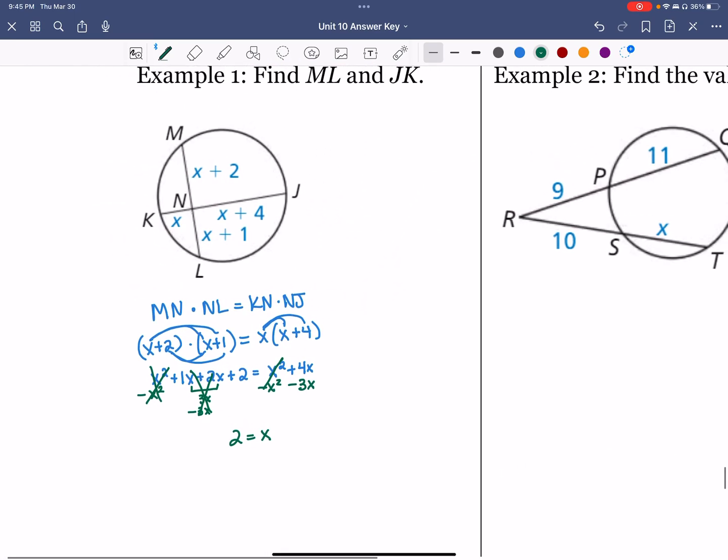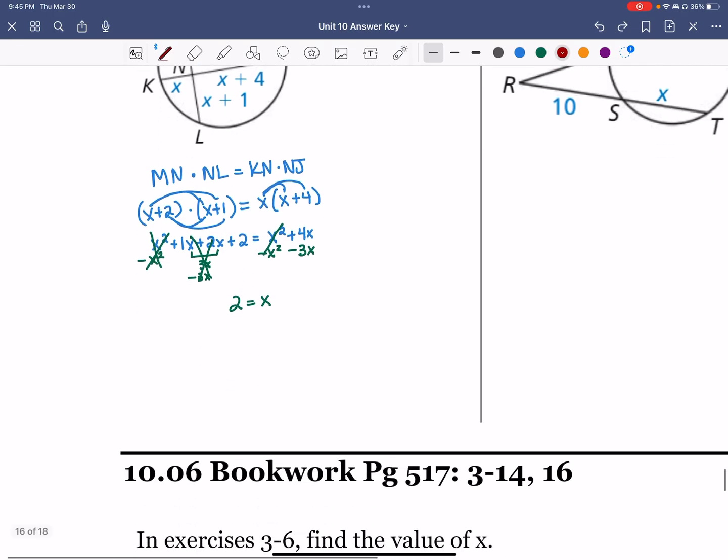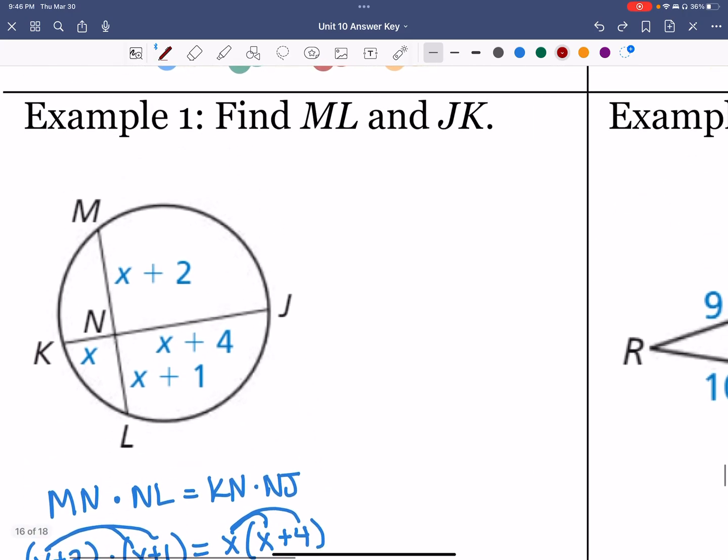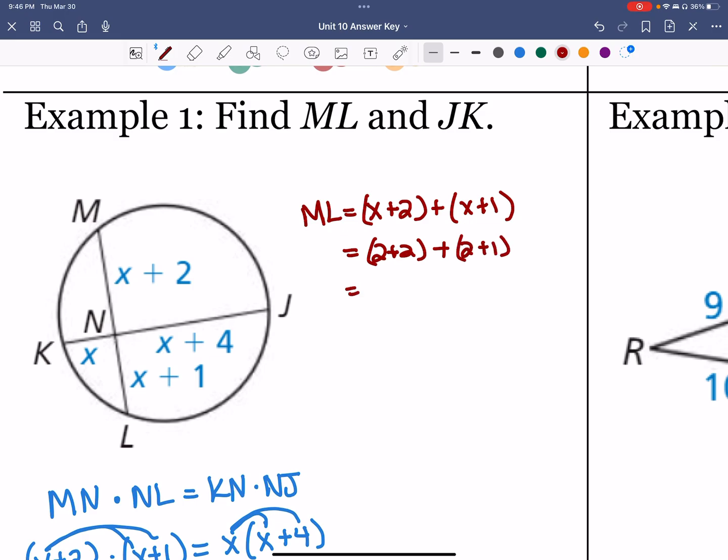Now it's not asking for that, it's asking for the measures of the entire segments. So here's what I have to do. I'm going to take ML. So ML is going to equal x plus 2, plus, since I'm figuring out the measure, not just comparing relationships, x plus 1. So I have 2 plus 2 plus 2 plus 1. Ooh, that's a lot of 2's. So 4 plus 3, which gives me 7. So ML is going to equal 7.